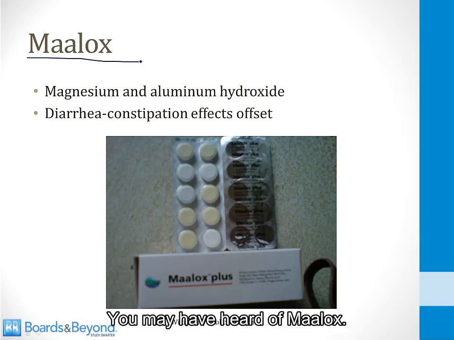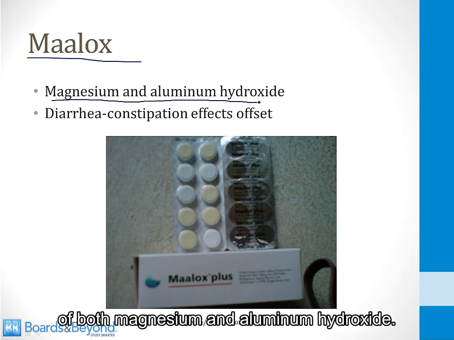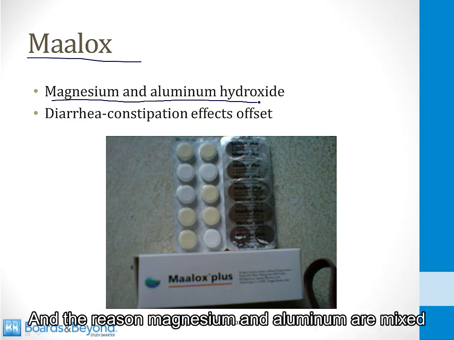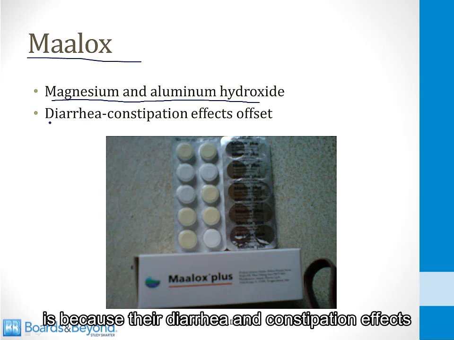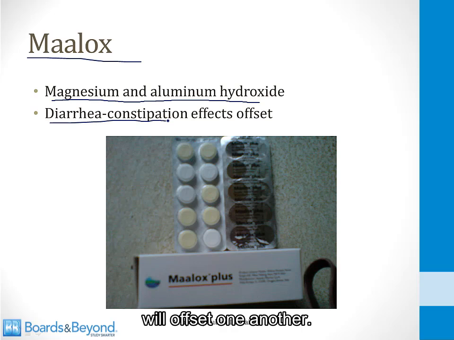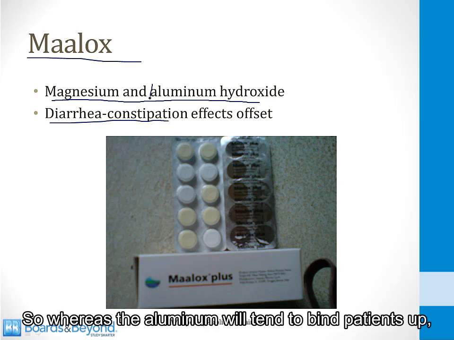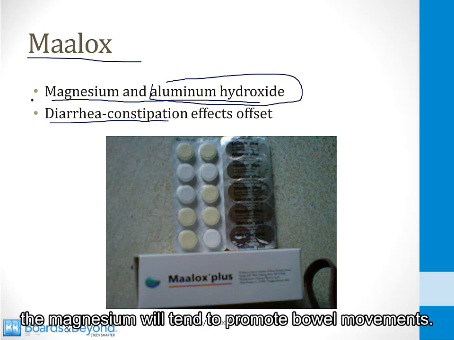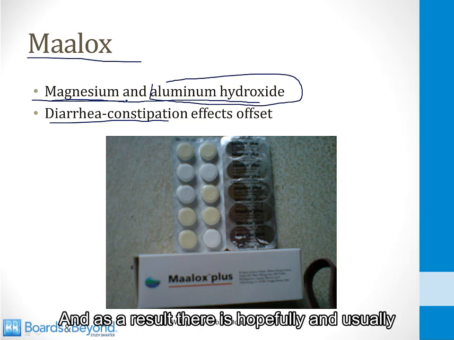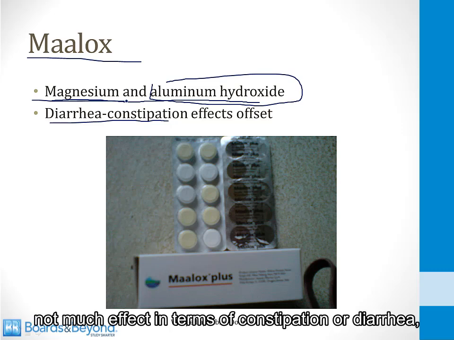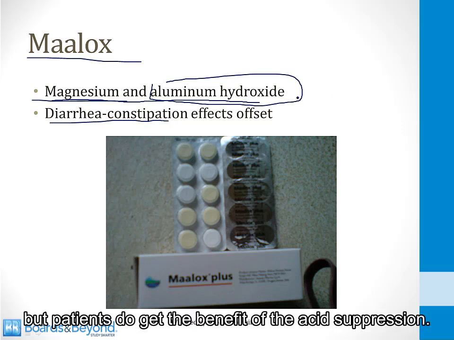You may have heard of Maalox. This is an antacid that is a mixture of both magnesium and aluminum hydroxide, and the reason magnesium and aluminum are mixed is because their diarrhea and constipation effects will offset one another. So whereas the aluminum will tend to bind patients up, the magnesium will tend to promote bowel movements, and as a result there is hopefully and usually not much effect in terms of constipation or diarrhea, but patients do get the benefit of the acid suppression.